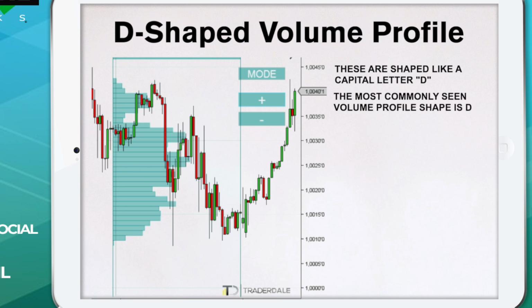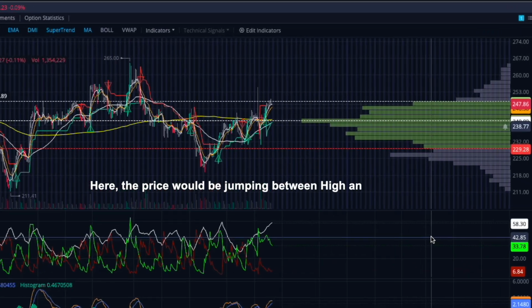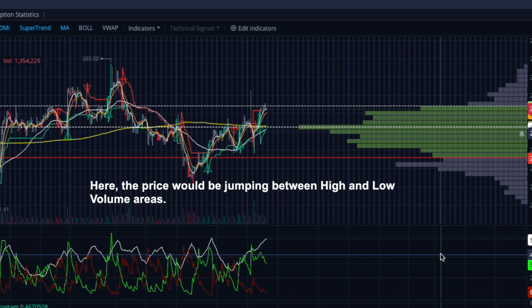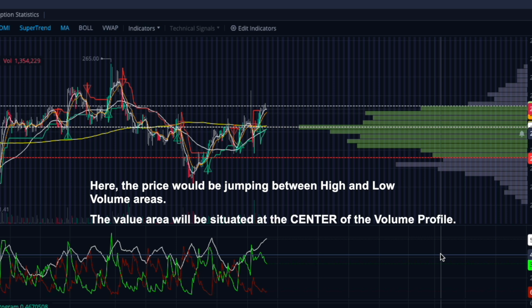When we see the D-shaped profile, this informs us that there is balance in the market. Not necessarily saying that it's sideways trading, but just balance, moving from high to low, then low to high. So here, the price is usually going to be jumping in between the high and low volume areas, and the value area is going to be situated in between them, with the point of control in the middle.